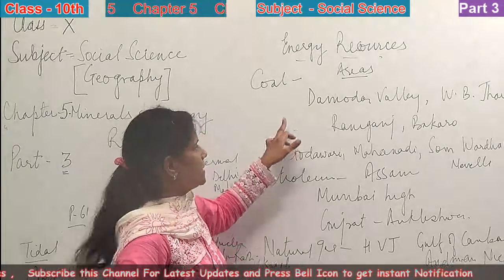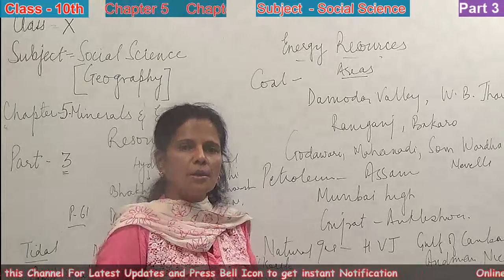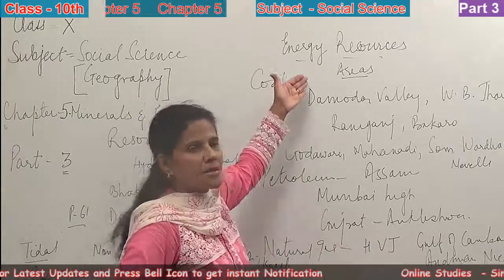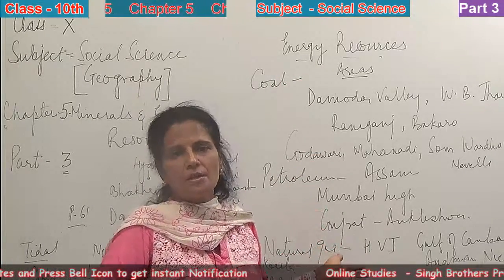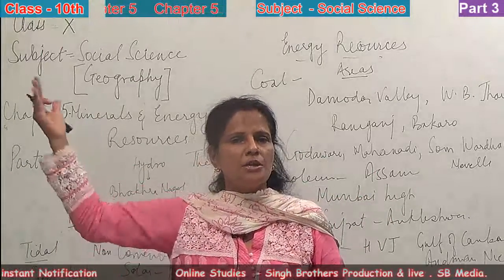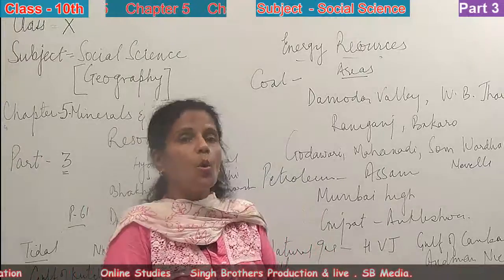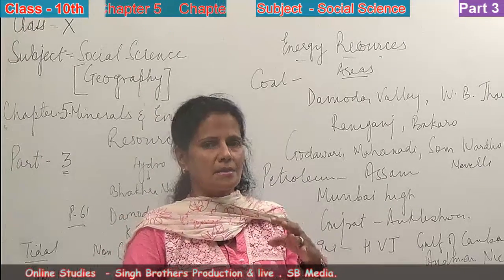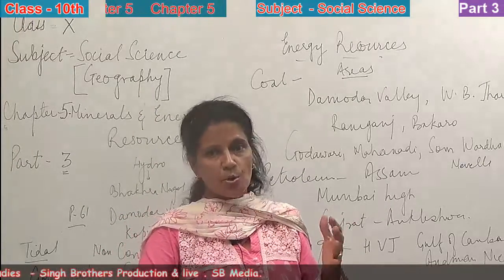Energy resources, again, two types: conventional and non-conventional. We are first of all discussing the conventional sources of energy. Convention, the word itself means very old, traditional, very old in use. Coal, petroleum, natural gas: conventional sources of energy.